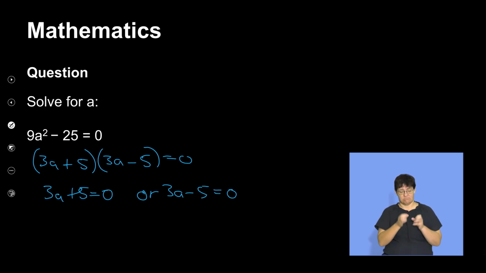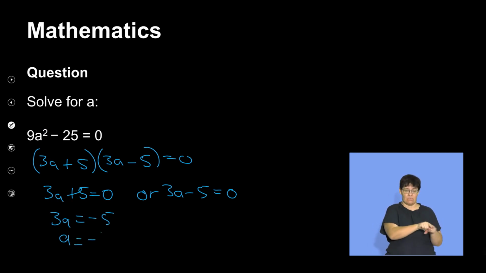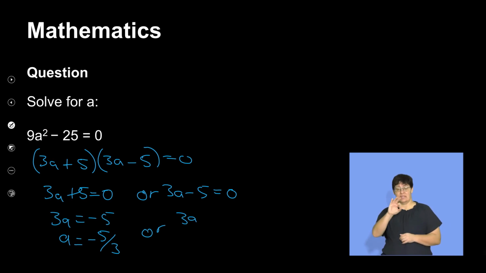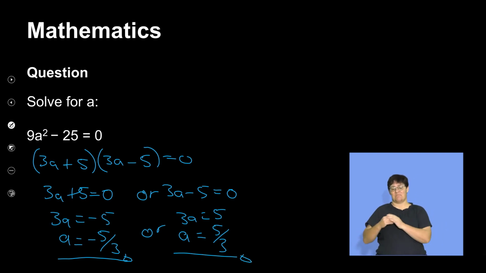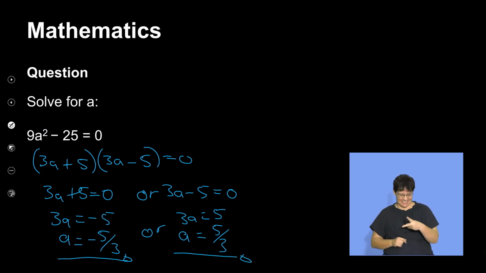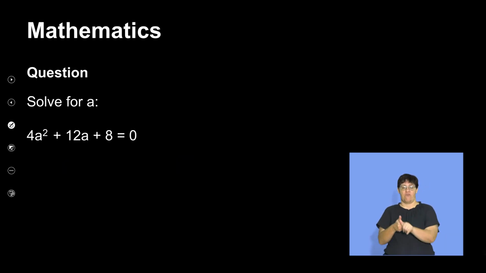Then you can make a the subject of the formula. So it becomes 3a equal to negative 5. A is equal to minus 5 over 3. Or 3a is equal to 5, and then a is equal to a positive 5 over 3. Remember the interesting fact that I just said before we went to the ad break? The minimum number must always be the first one, followed by the maximum number at all times, because that's really the rule of mathematics, right? You start with the smallest one and you end with the biggest one.